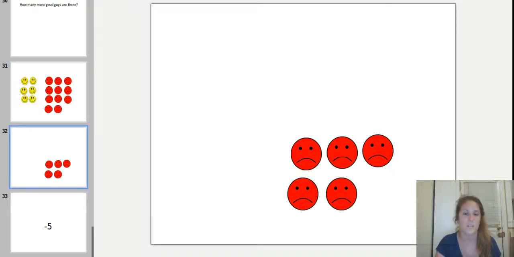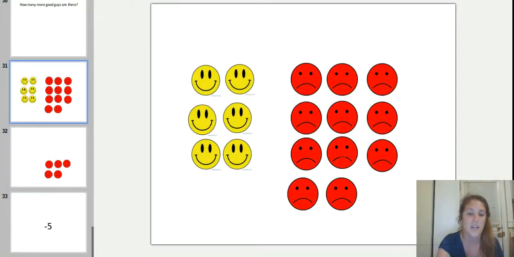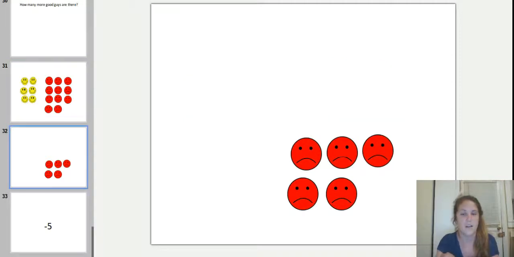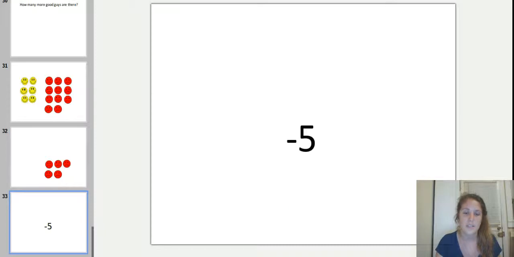I'm going to show you that one more time. These 6 good guys fight these 6 bad guys, and they cancel each other out. How many more bad guys are left? 1, 2, 3, 4, 5 bad guys. Again, this problem makes sense for us. Because they're bad, it's negative.